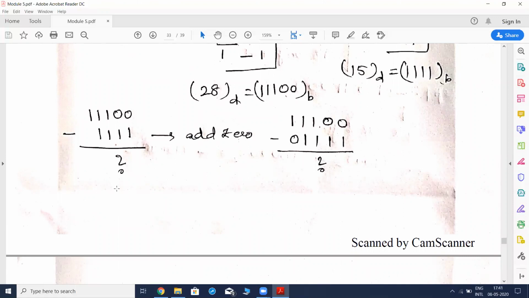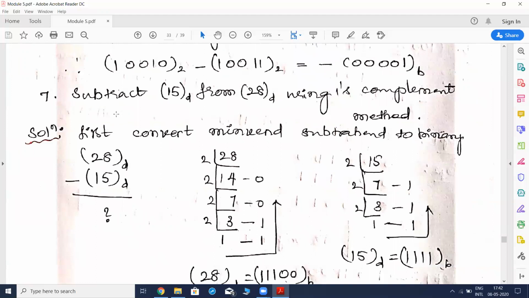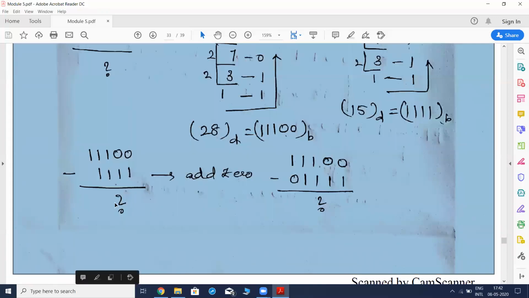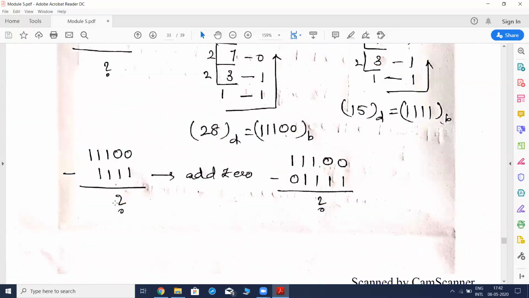So you have got the subtrahend as well as the minuend of this kind. Subtrahend is 1111, minuend is 11100. There is a difference in the number of bits of the subtrahend and the minuend. So in this situation, you need to make sure that your subtrahend and minuend both have the same number of digits, or the same number of bits. That is being done over here.